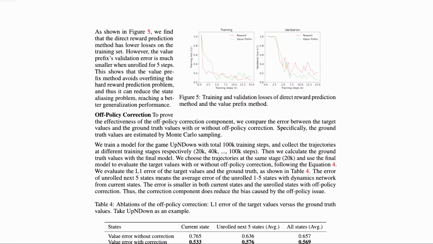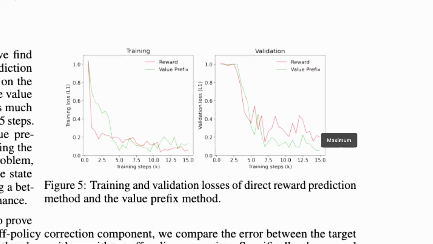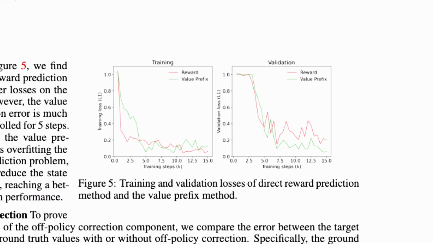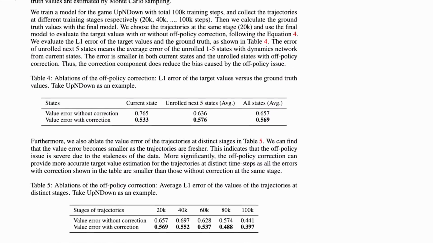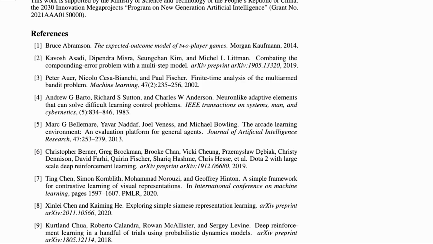But the difference is noticeable between the 2 models, the one that has the consistency loss and the one that doesn't. They also analyze, for example, the validation loss if you directly predict the rewards, or if you use this value prefix prediction method. You can see during training it's approximately the same. However, at validation time, this loss is much, much lower. And lastly, well, they do a lot of ablations.